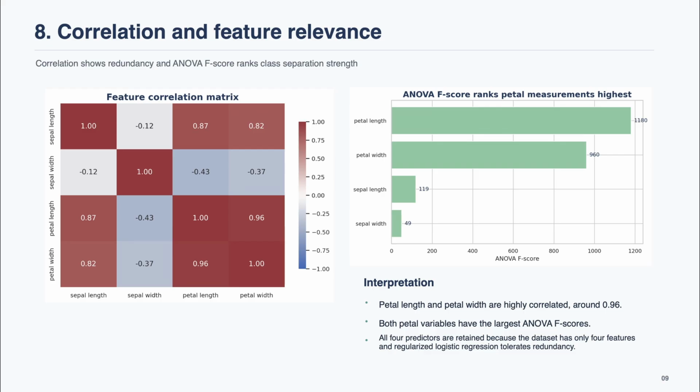In a larger project, we might consider feature selection or dimensionality reduction. But here, the dataset has only 4 predictors, and regularized logistic regression can handle this level of redundancy. Therefore, all 4 features are retained in the modeling pipeline.